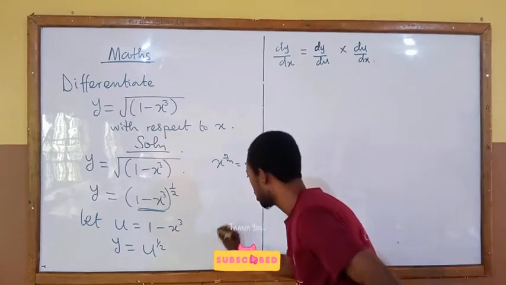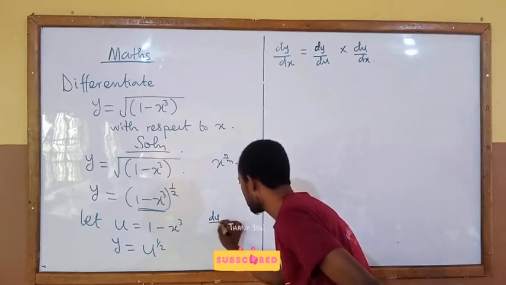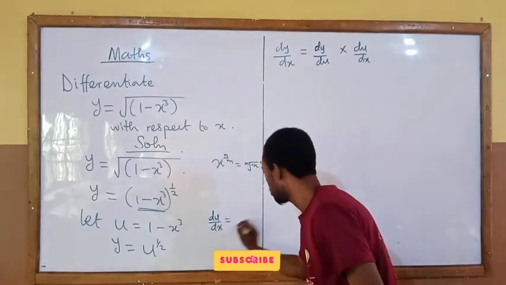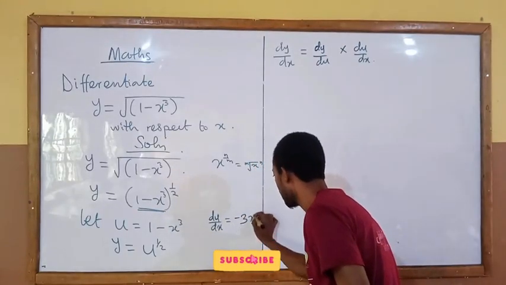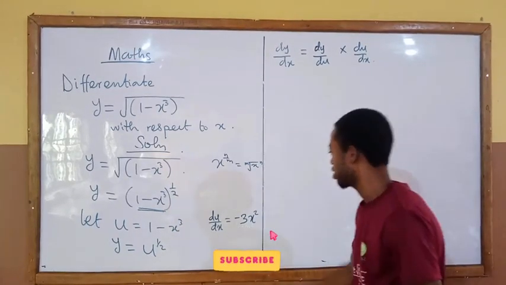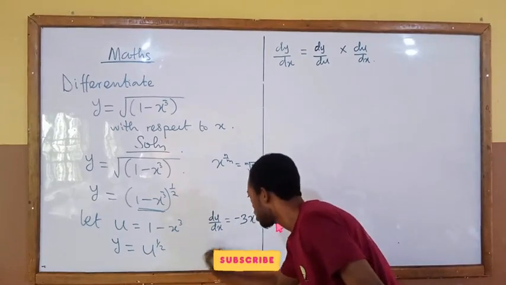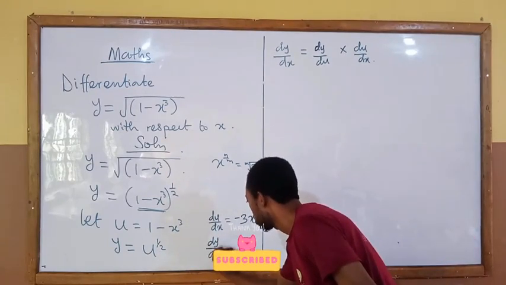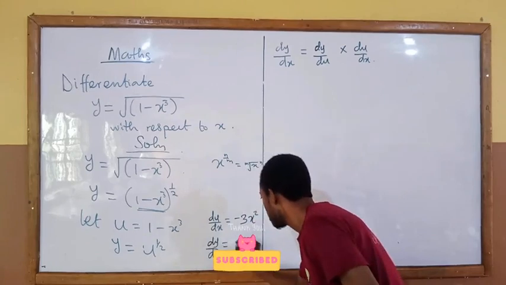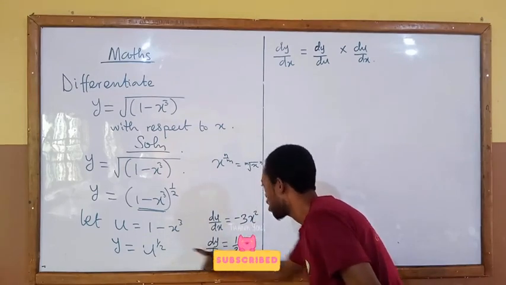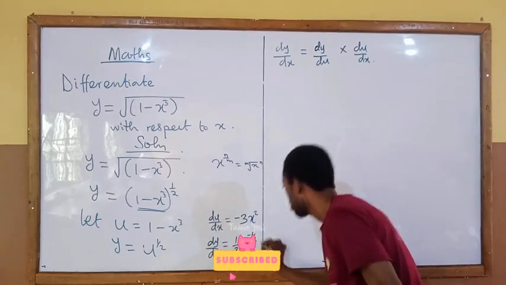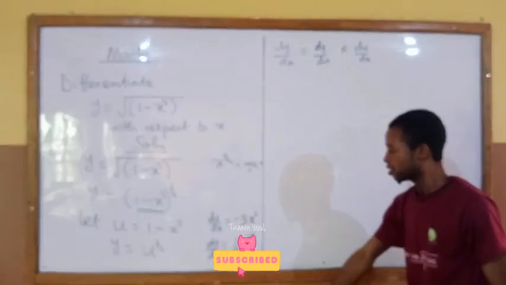So when we differentiate for du/dx here, differentiate 1, that's 0, differentiate minus x cubed, that will be minus 3x squared. 3 comes down, multiplying minus, that's minus 3, then minus 1 from the power here, that's 2. Then differentiate y with respect to u, dy/du will give us half. We multiply by the coefficient, which is 1, so that's still half, then u raised to power half minus 1, which becomes minus half. Then we have gotten our du/dx and dy/du.